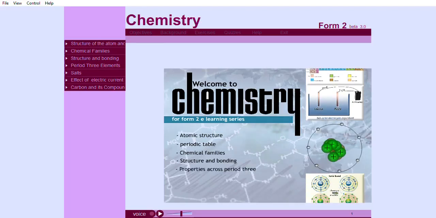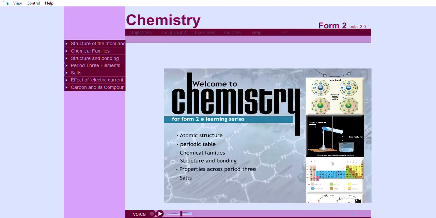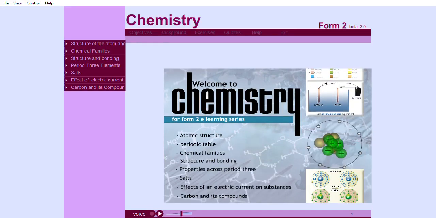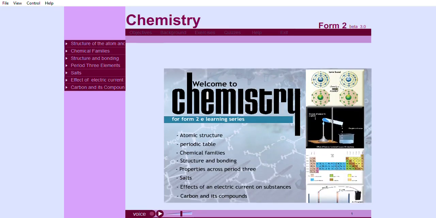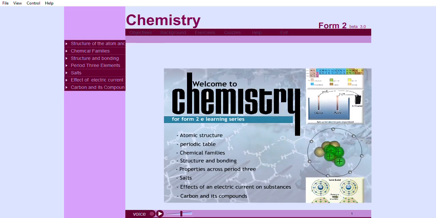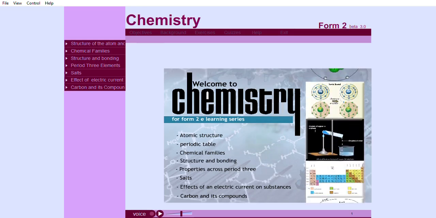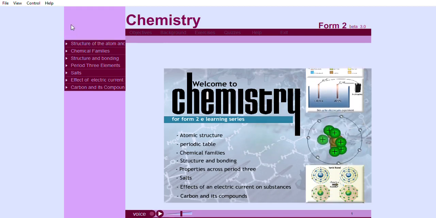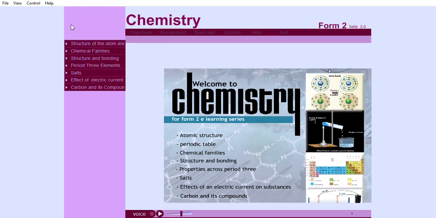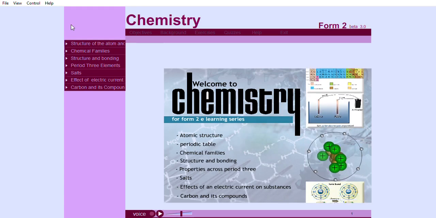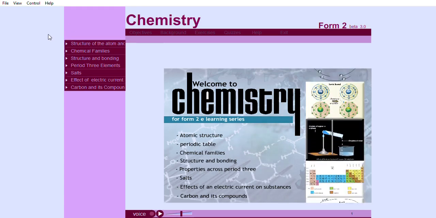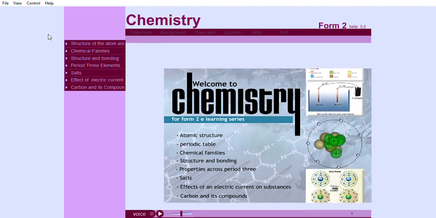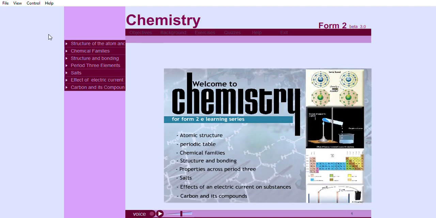Chemical families, structure and bonding, properties across period 3, salts, effects of an electric current on substances, and finally, carbon and its compounds. The content is enhanced by the use of photographs, illustrations, animations, and videos. You'll be expected to attempt all the activities in the CD to ensure that concepts are well understood.